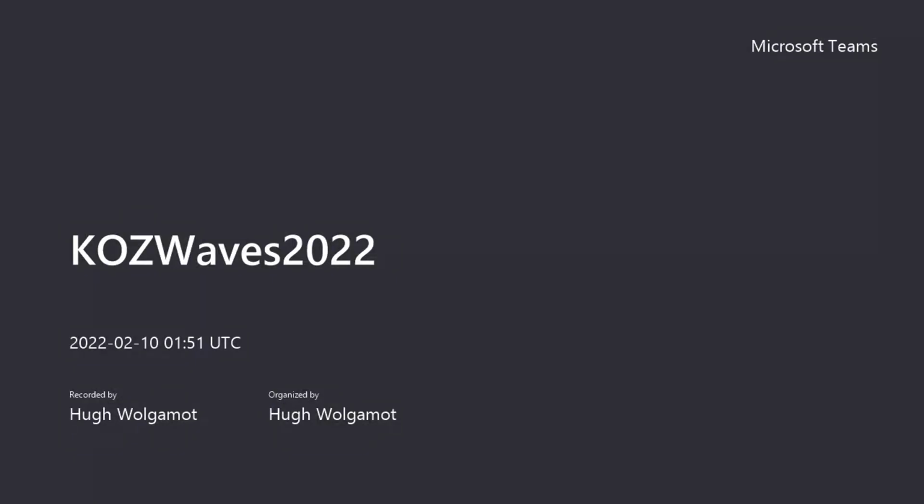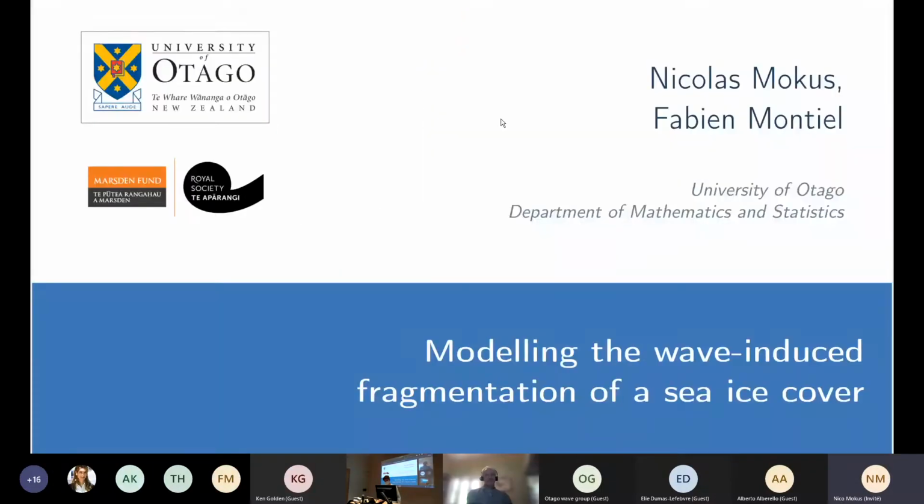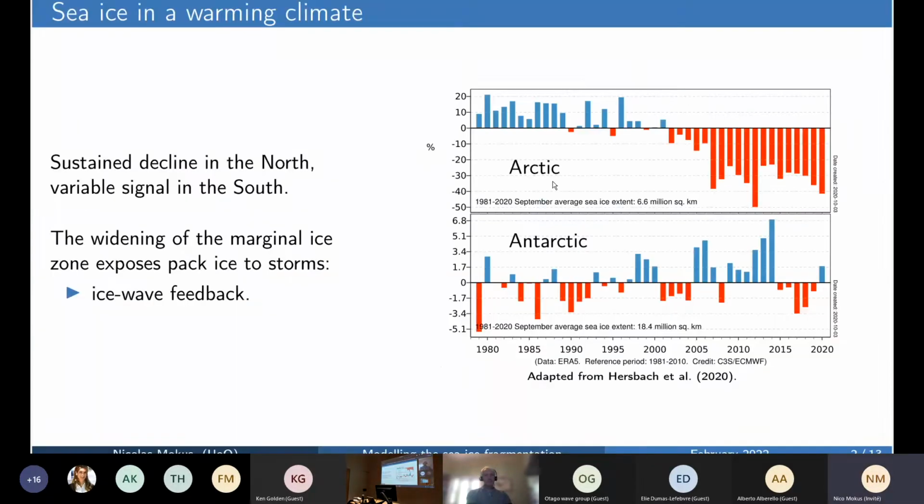To talk about modeling wave-ice interaction, and in particular, the wave-triggered breakup of the sea ice. So sea ice is a major component of the climate system, and in the past decades, its extent in the Arctic has been diminishing alarmingly.